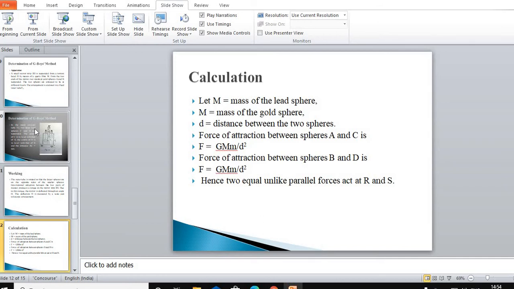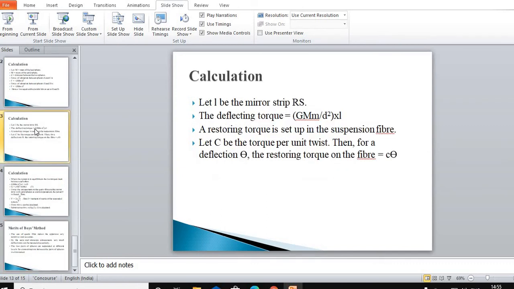Calculation. Capital M represents the mass of the lead sphere. Small m represents the mass of the gold sphere. d represents the distance between the spheres. The force of attraction between the spheres A and C is G M m divided by d squared. Similarly, the force of attraction between the spheres B and D is equal to G M m divided by d squared. Hence, two equal, unlike parallel forces act at R and S. Let L be the length of the mirror strip RS. The deflecting torque is given by G M m divided by d squared into L.